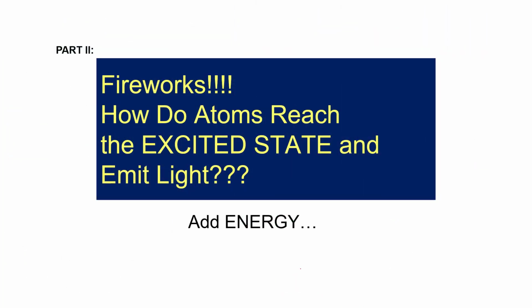Now that we are done with the math, let's jump into part 2 of this video and look at how atoms reach something called the excited state and emit light, which is what we see during those awesome fireworks displays during 4th of July. The secret is you got to add energy.